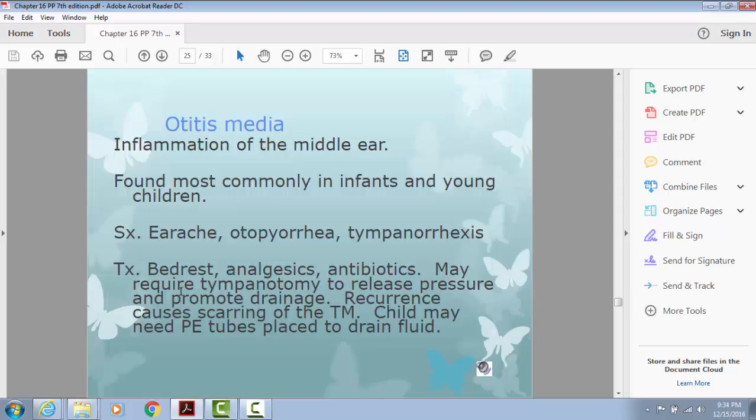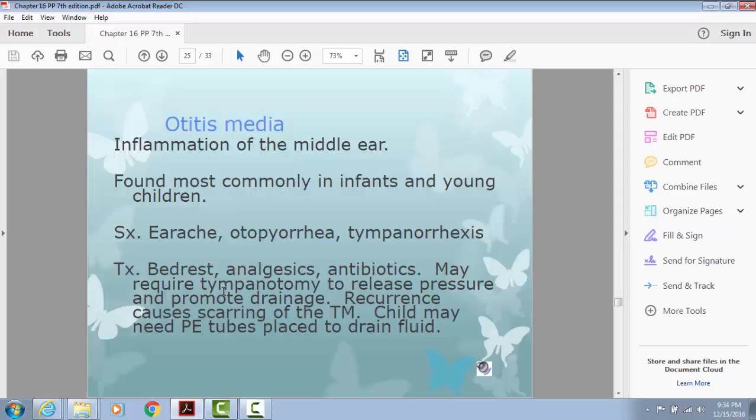It may require a tympanotomy, which would be to make an incision into the tympanic membrane to release the pressure and promote the drainage. Recurrence of otitis media in children can cause scarring of the tympanic membrane. If the scarring is repeated, then the patient can have a hearing loss due to the scarring.